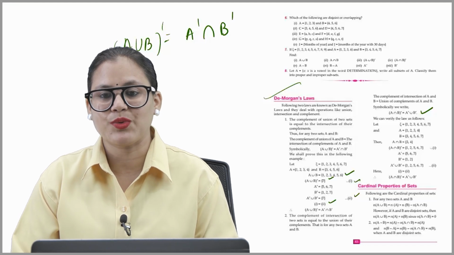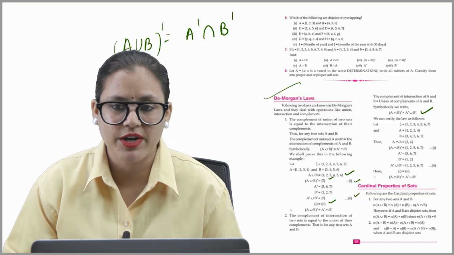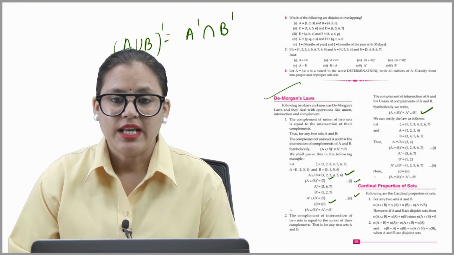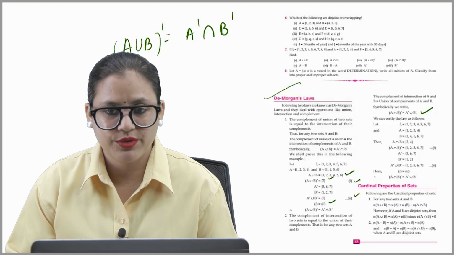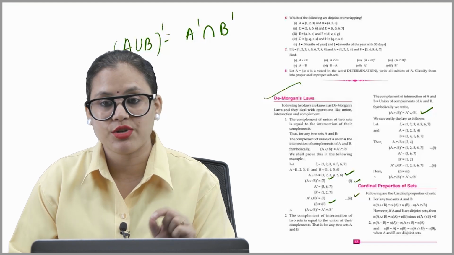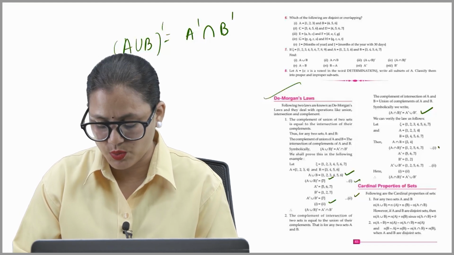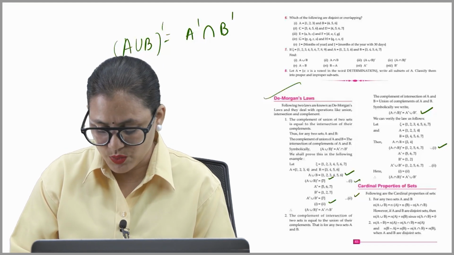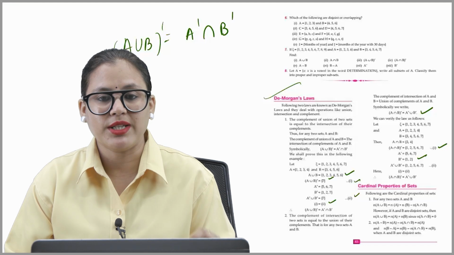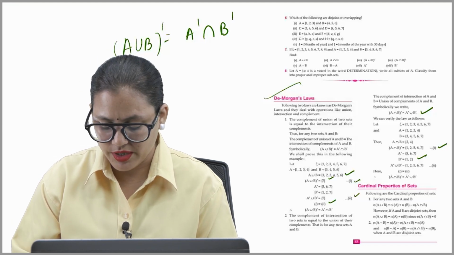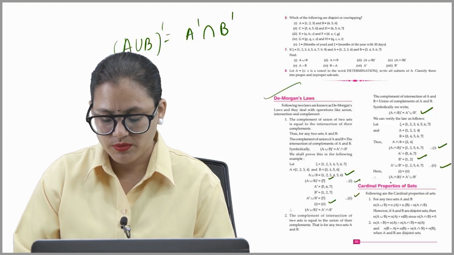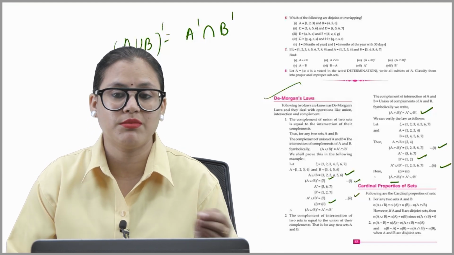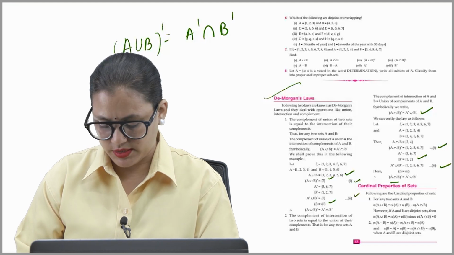Let the universal set be 1, 2, 3, 4, 5, 6, 7. A is 1, 2, 3, 4. B is 3, 4, 5, 6, 7. Then A intersection B is 3, 4 and (A intersection B) dash is 1, 2, 5, 6, 7. So, this is 1. Then A dash is 5, 6, 7. B dash is 1 and 2. A dash union B dash is 1, 2, 5, 6, 7. So, from 1 and 2, it is proved that (A intersection B) dash is equal to A dash union B dash. Okay.